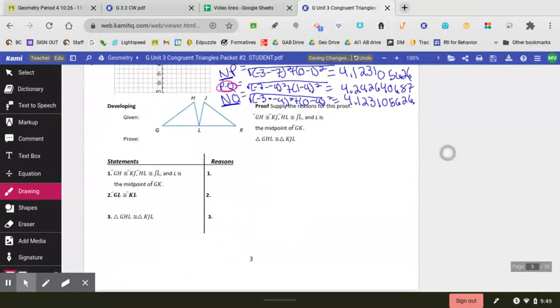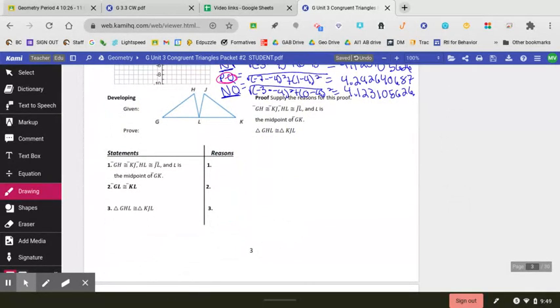So now let's try a proof. So I am given that GH is congruent to JK and HL is congruent to JL. And then I know that L is the midpoint of GK, which means that GL is congruent to KL. And that is the definition of midpoint. And therefore, these two triangles are congruent by side, side, side.